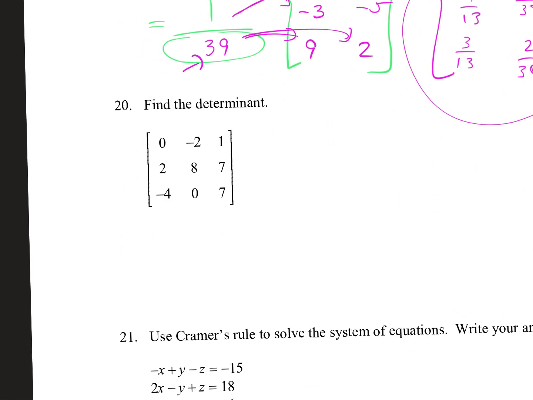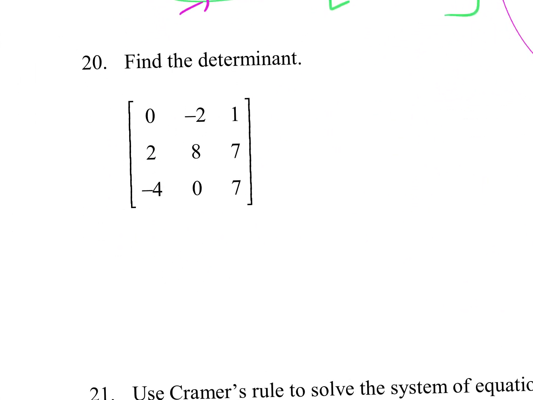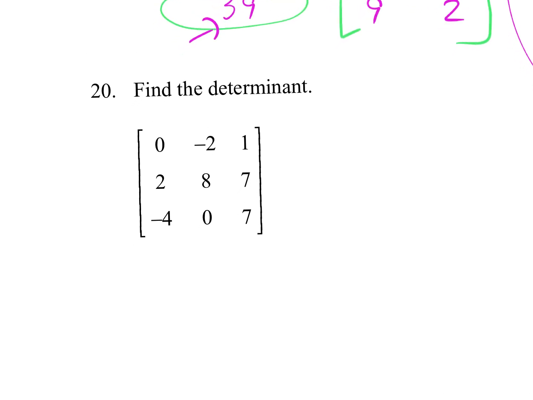All right, how do you find the determinant with a 3 by 3? What's the rule? What do you got to do first? Right, recopy the first two columns. So 0, 2, negative 4, and then this is going to be negative 2, 8, and 0. So we have here, here, here. 0 times 8 times 7 is 0. Negative 2 and 7 is negative 14 times negative 4, 56. And then 1 times 2 times 0, 0.